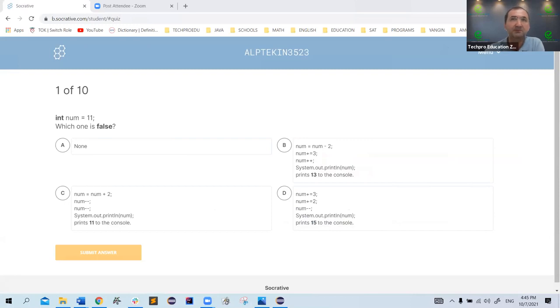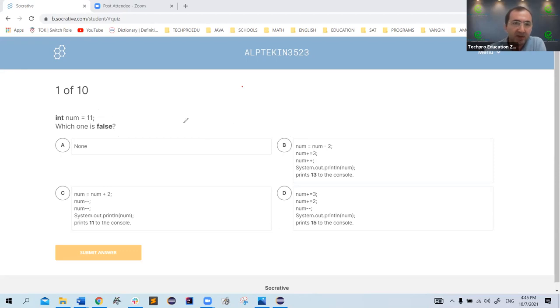First question. We declare integer data type, name is num and value is 11. Which one is false? So we will check all of them. For example, when we are checking B, you see that it is false. That doesn't mean it is the only choice that can be false. You should check all the choices here.